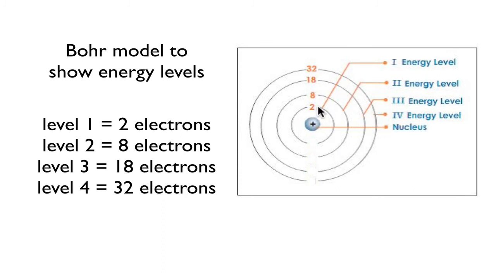In the first energy level, there's a max number of electrons that can fit in it. It's a small energy level, so it can only fit 2 electrons. As we move out, they get bigger and bigger, and we can fit more electrons in there. The second energy level, the max number is 8 electrons. You need to write this down somewhere and get these numbers memorized: 2, 8, 18, 32. The third energy level is 18, and the fourth energy level you can fit 32. Let's look at an example of that.